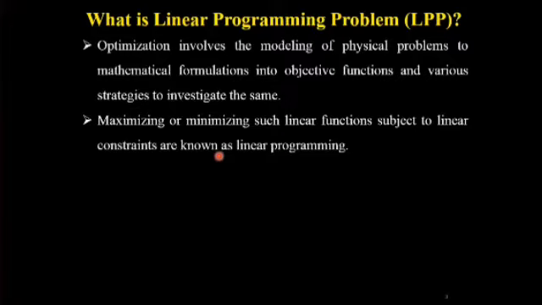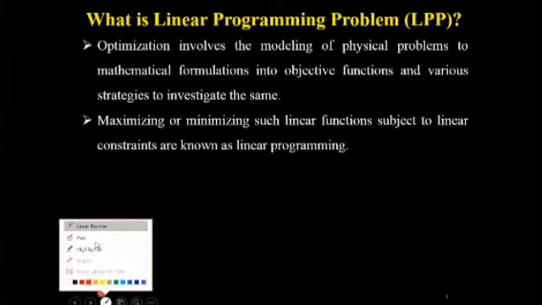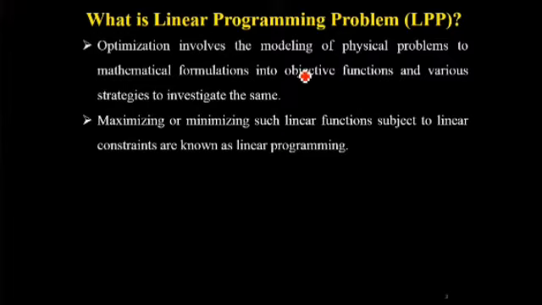So here you have to understand what you see. Now you can see that the objective function is important here. The second point: maximizing or minimizing such linear functions. Such linear functions means your objective function, subject to linear constraints. So when we have an objective function and constraints that are both linear, then that is called a linear programming problem.